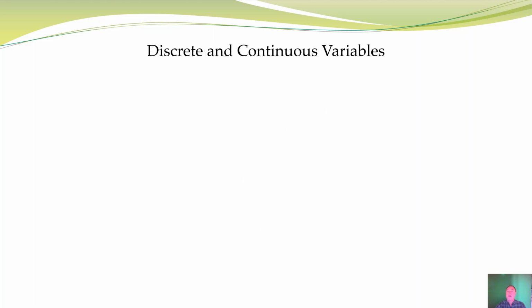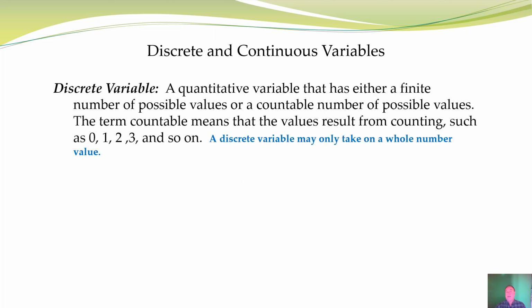Now we're going to talk about discrete and continuous variables. A discrete variable is a quantitative variable that has either a finite number of possible values or a countable number of possible values. The term countable means that the values result from counting, such as 0, 1, 2, 3, and so on. So the key fact here to remember is a discrete variable may only take on a whole number value.